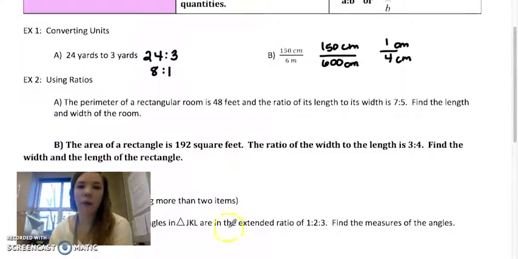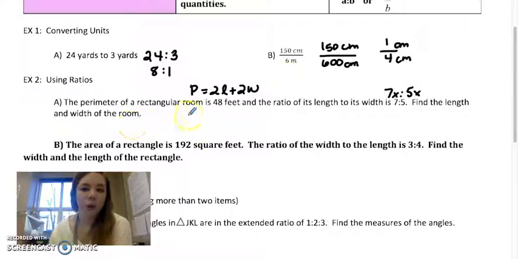Using ratios. The perimeter of a rectangular room is 48 feet, and the ratio of its length to its width is 7 to 5. Find the length and width of the room. Okay, so this could be any multiple of 7 and any multiple of 5, so we're going to think of it as 7x and 5x. Perimeter, remember, is 2 lengths plus 2 widths for a rectangle. So if my perimeter is 48, then I have to have 2 lengths, so that should be an equal sign here.